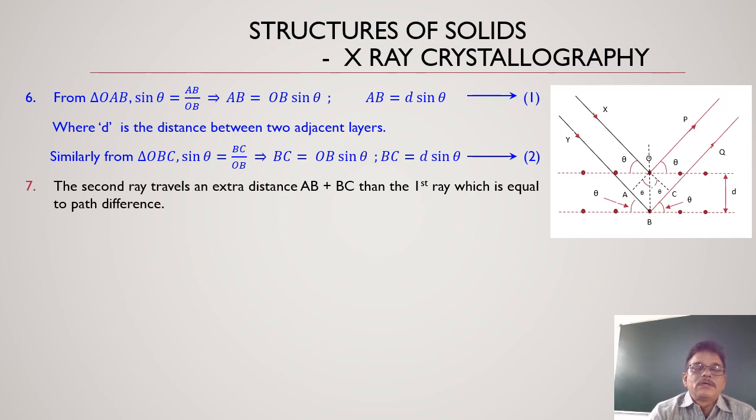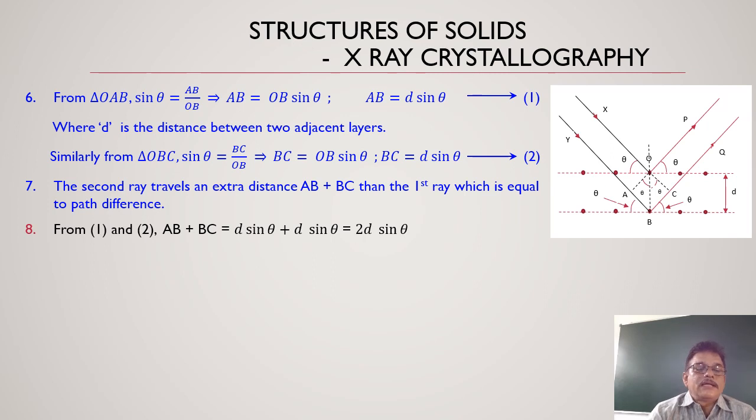If we observe the two X-rays carefully, from up to A and from C, the two lines are with the same length. That means they travel the same distance. So if we compare the first ray with the second ray, the second travels an extra distance AB plus BC than the first ray, which is equal to the path difference.